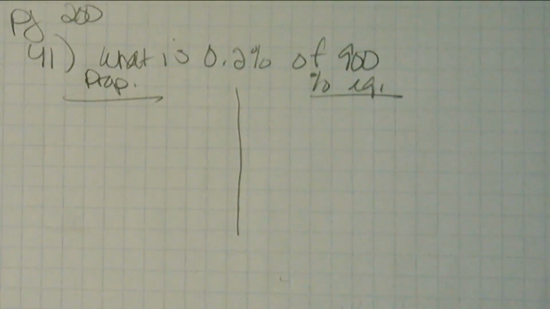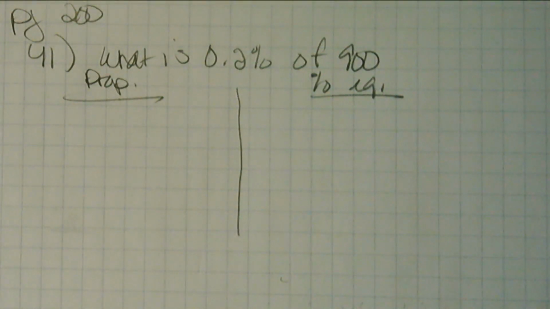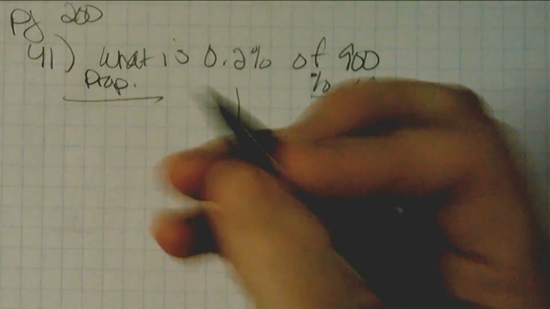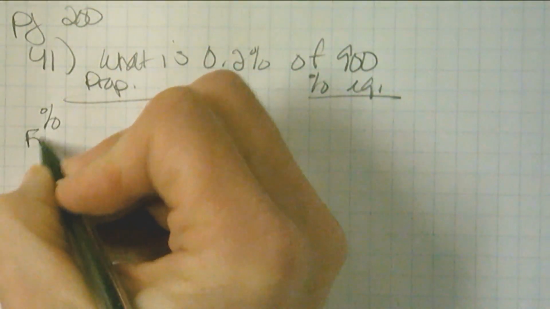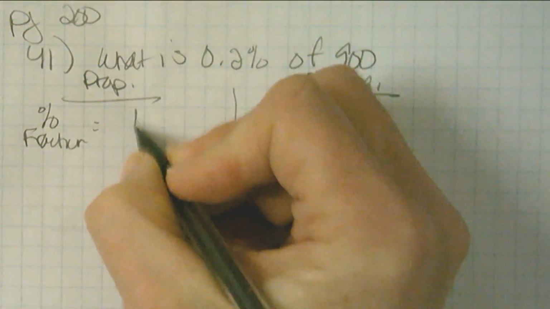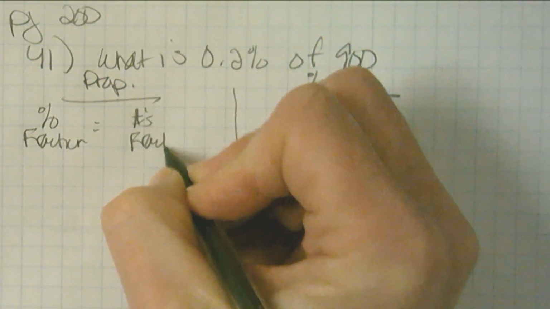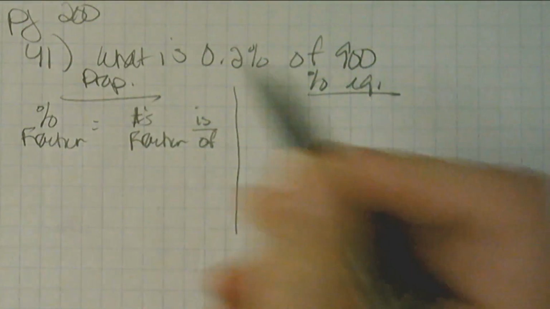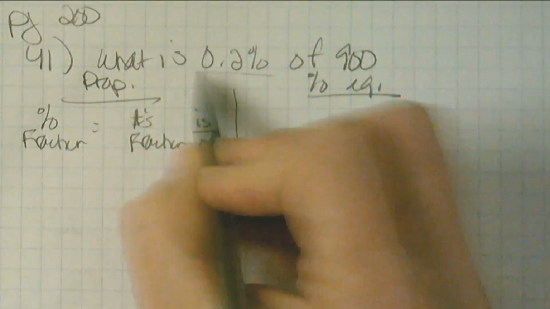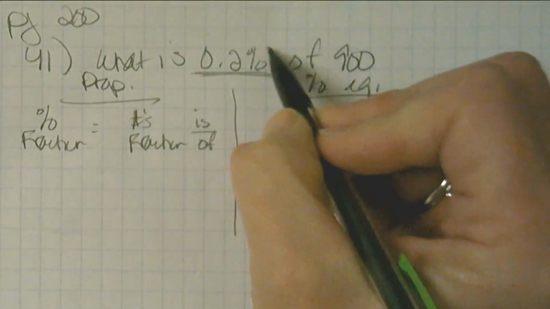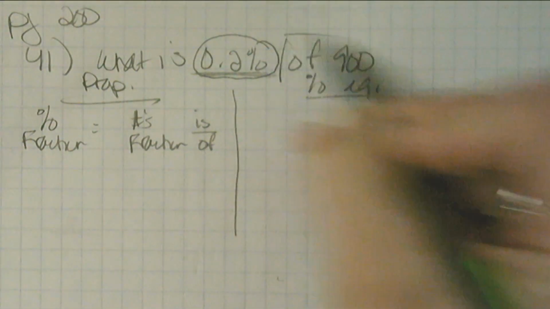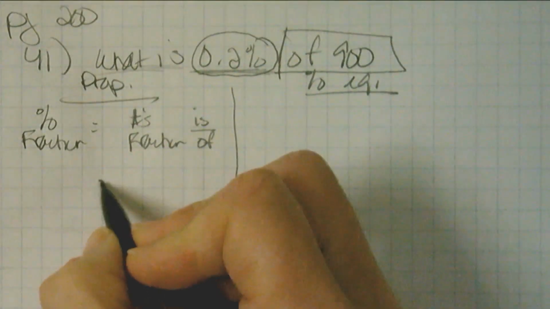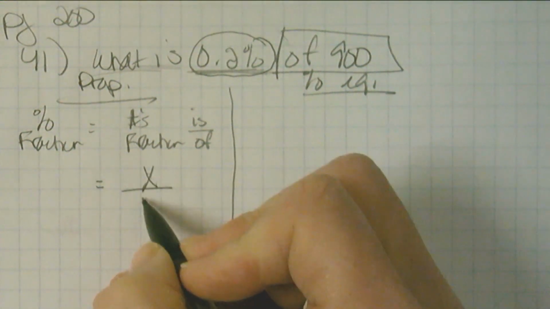All of you are writing something down now because not all of you did both. You weren't supposed to do both, but I need you to know how to do both. Our proportion is always going to be our percent fraction set equal to our numbers fraction, and that's always your is over your of. The percent is always by itself. So here's our percent. Here is our of information. Our is information is what's missing. So if I write our numbers fraction, it's going to be x over 900.